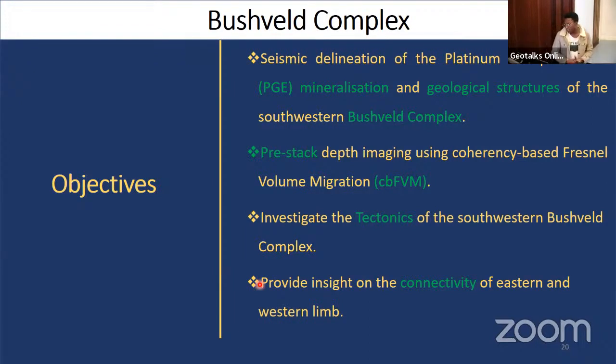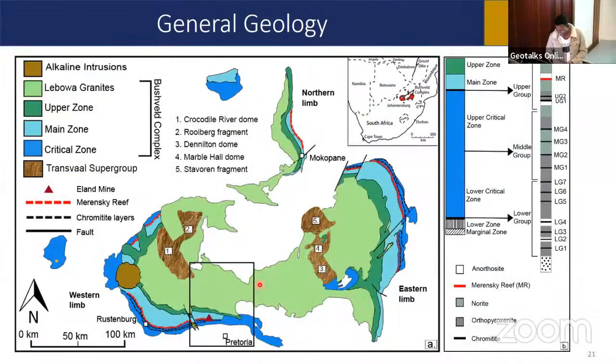And we were trying to look also at the tectonic evolution of that region, and see if we can have some input also on the connectivity of the eastern and western Bushveld. Now the study area is as shown by this rectangle. It's north of Pretoria, and this region has not attracted a lot of geophysical or geological studies because of the thinning of the critical zone which hosts the mineralization in this region.